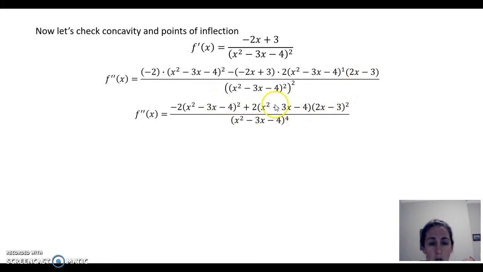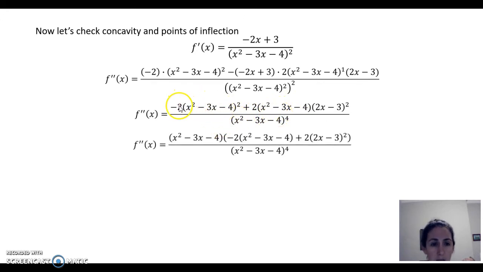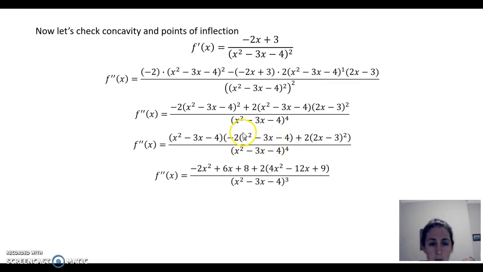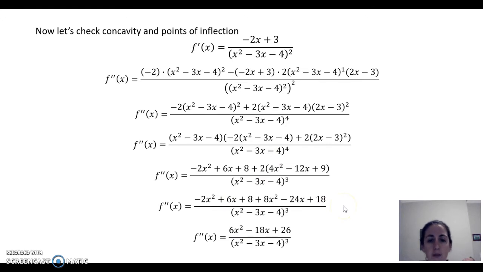Now both of these terms have an x squared minus 3x minus 4 in common, so I'm going to pull one out from both of them. Here I'd be left with 1, so negative 2 times one of those left, and here I'm just left with that 2 and that 2x minus 3 squared. Now notice this matches this, there's 4 of those, and I can reduce. Now I'll distribute this negative 2 here, and I'll square this out, 2x minus 3 times 2x minus 3. Then I'll distribute this 2 right here, and then I can combine my like terms, and my second derivative is 6x squared minus 18x plus 26, all over x squared minus 3x minus 4 cubed.